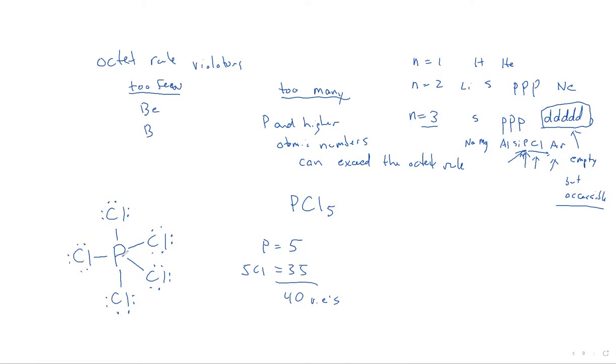There you have it. Everything has an octet except for phosphorus. Phosphorus has 10 electrons on it, right? Because it's an octet rule violator. It has too many, and they say it can because it has access to those D orbitals.